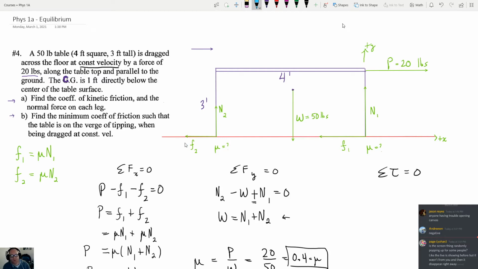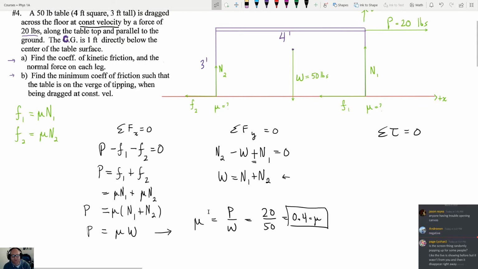You have this table here, which is this purple thing, and it's being pulled to the right with a force of 20 pounds. And the first thing we wanted to do is find the coefficient of kinetic friction and the normal force on each leg. So we did manage to do half of that. We solved for the coefficient of kinetic friction right here.